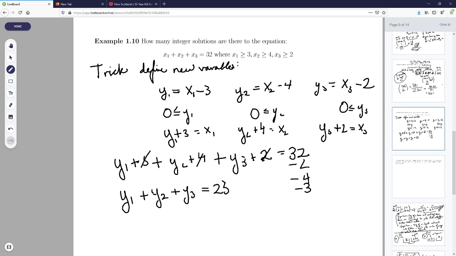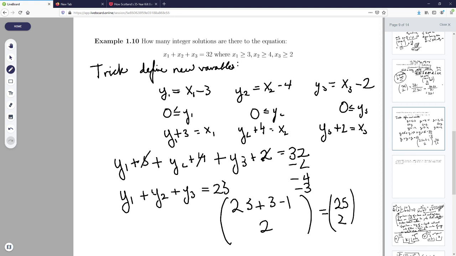So at this point, we can calculate the answer in the same way that we did before, except now instead of 32, it's 23 plus 3 variables minus 1 for the bars, choose 2, which is the 3 minus 1. So cool. This is what, 24, 25, 25 choose 2. So 25 choose 2 is 25 times 24 over 2, which is actually just equal to 300, a nice round number.